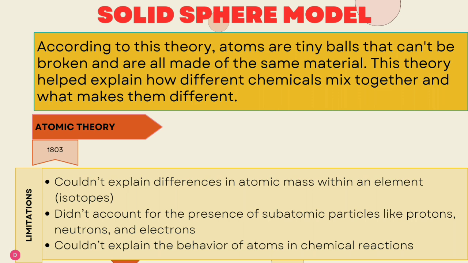This theory has the following limitations. Number one, could not explain differences in atoms and their masses within an element, such as isotopes. Number two, didn't account for the presence of subatomic particles like protons, neutrons, and electrons. Number three, could not explain the behavior of atoms in chemical reactions.